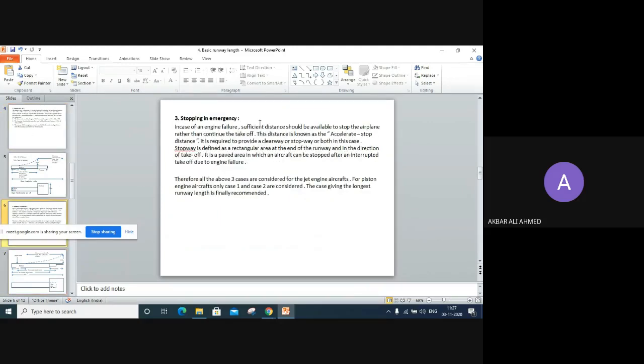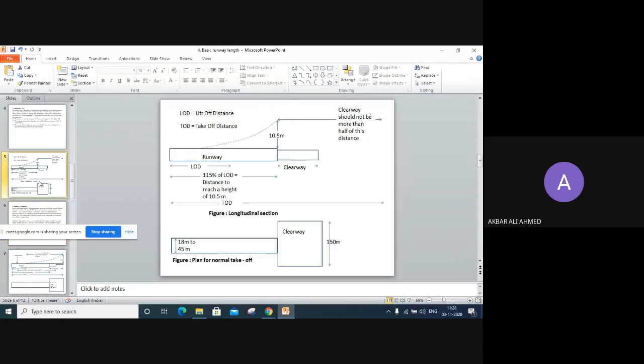In case of engine failure, sufficient distance should be available to stop the aeroplane rather than take off. This distance is called accelerate stop distance. It is required to provide a clearway or stopway, or both in this case. So sometimes you may only provide clearway, or only stopway, or sometimes you can provide both. What is stopway? It is defined as a rectangular area at the end of the runway and in the direction of takeoff. It is paved and in it an aircraft can be stopped after an interrupted takeoff due to engine failure.